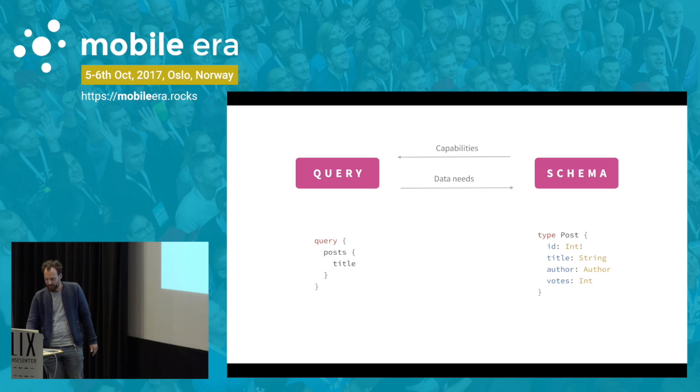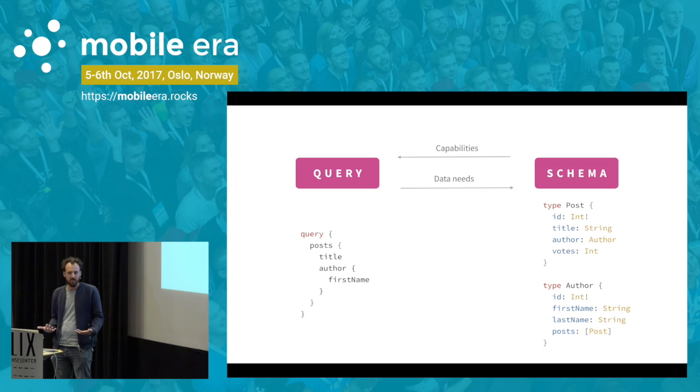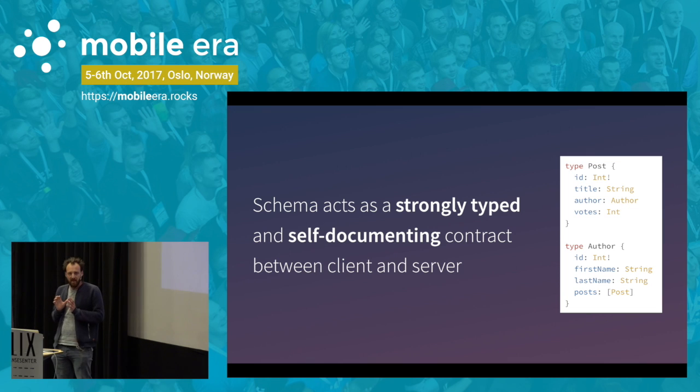And of course, most schemas have more than one type. So you end up with relationships between those types. So a post has an author, who has posts. And the schema in this way is like a contract between the client and the server.